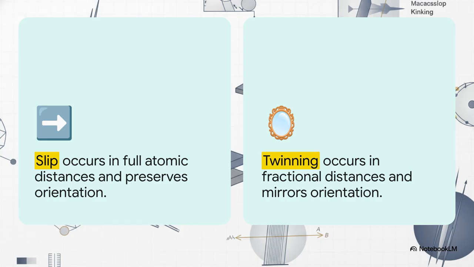But here is the most critical difference to remember. For slip, the stress needed to cause yielding is actually lower than the stress needed to continue flowing. Twinning is the exact opposite. The massive stress required to nucleate the twin in the first place is far greater than the stress required to actually grow or move it.